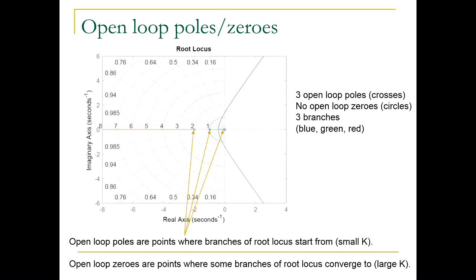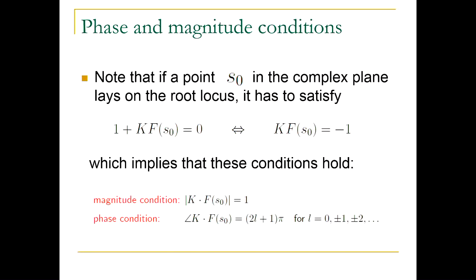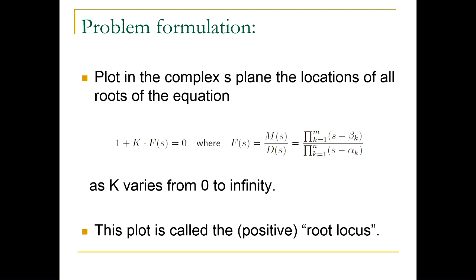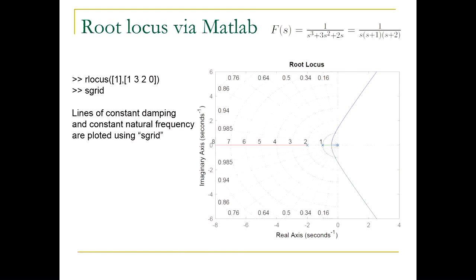So, open loop poles are points where branches of root locus start from. In other words, for small k, how do we see this? Well, if I cross-multiplied everything by d, then it will be d plus k times n that I'm solving. So when k is 0, I just am solving for d. So they are the open loop poles of the f, right? So that's why when k is small, we know that branches of root locus will hang around the open loop poles.